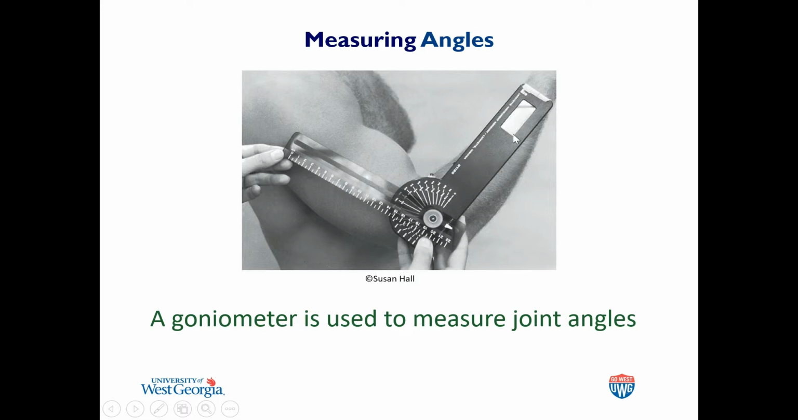It has two arms on it. Those arms can be adjusted depending on the model to give you the right length if you're trying to measure to a particular joint. And then in the center, you can see that it's marked with degrees.